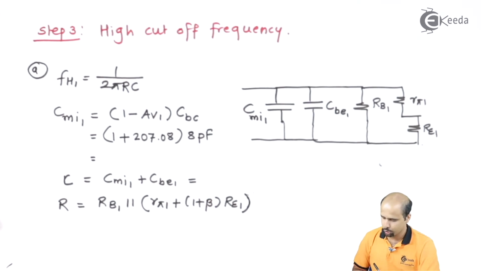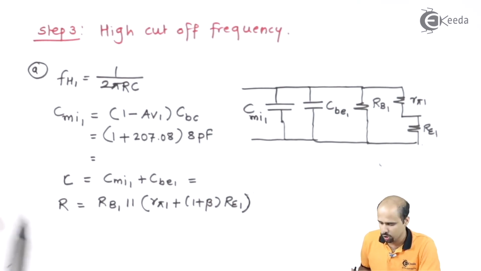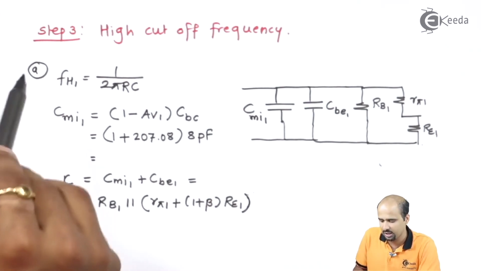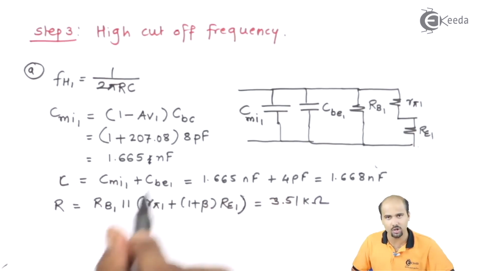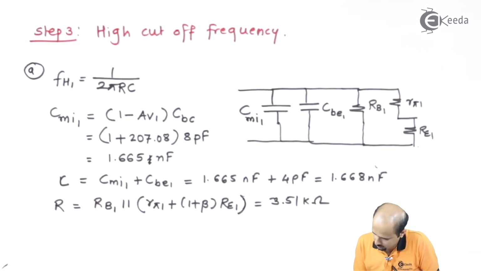Okay, so let's calculate all these values, put the values of C and R in this frequency calculation, and then find out the values of FH1. So the values of R and C we got. R is nothing but 3.51 kilo ohm. C is nothing but 1.668 nanofarad.